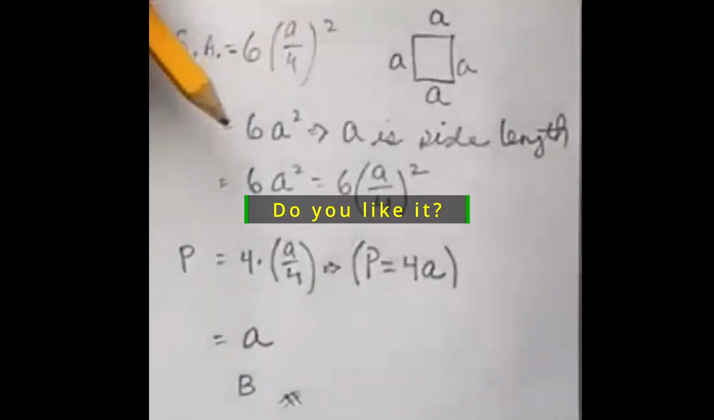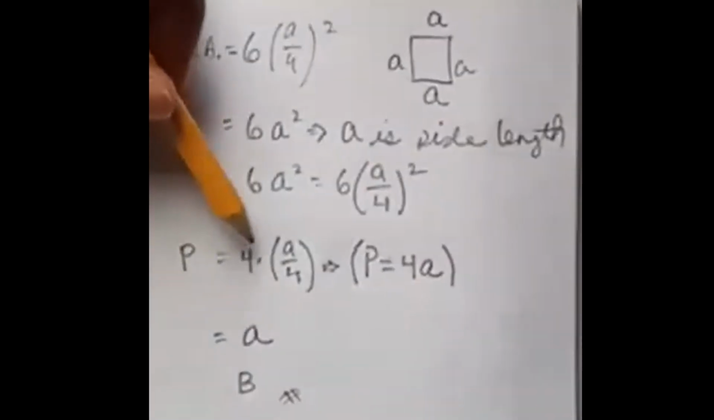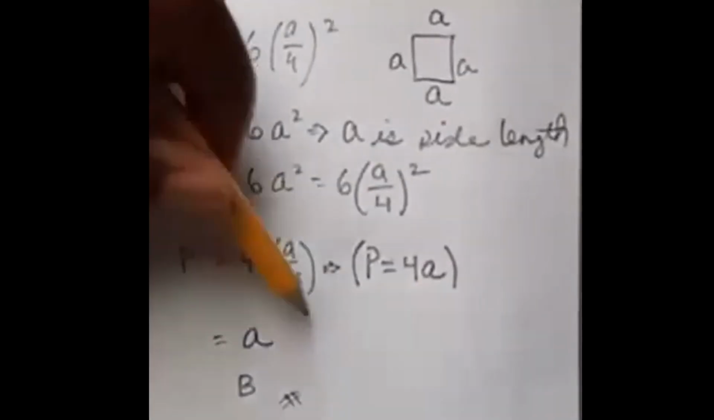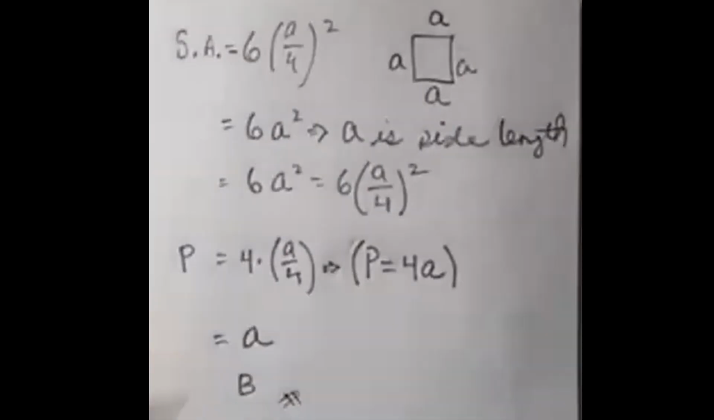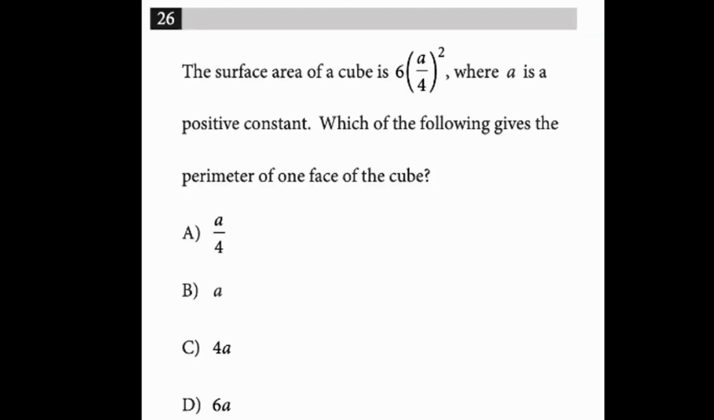So perimeter is add up all the sides, which in this case you can just say 4a, which as we said, a was a over 4. So it's 4 times a over 4. The 4 is canceled. We just get a. So the answer is B.